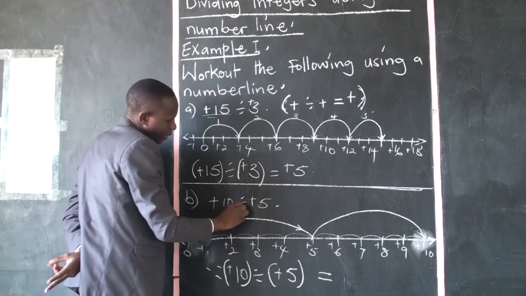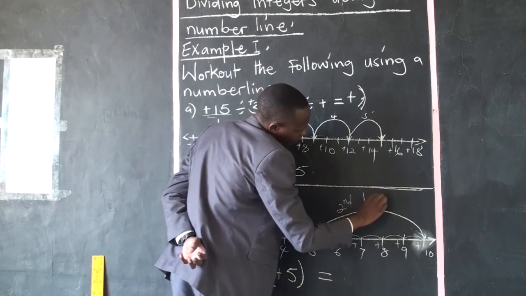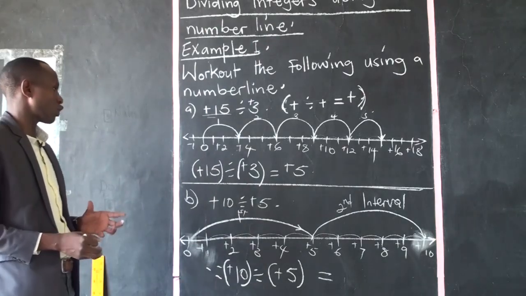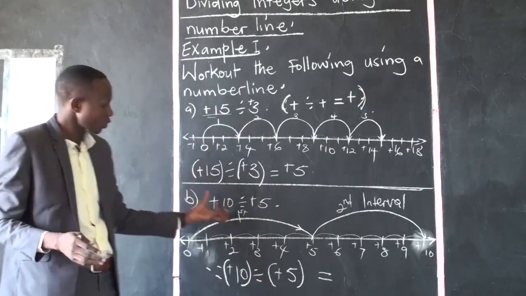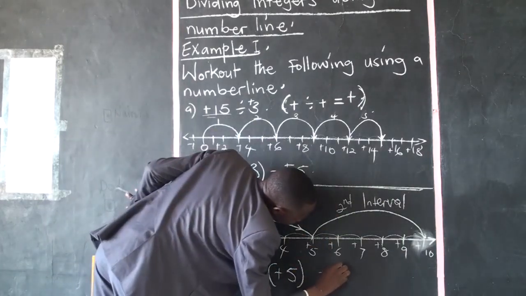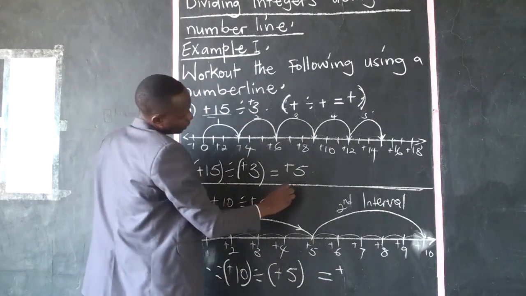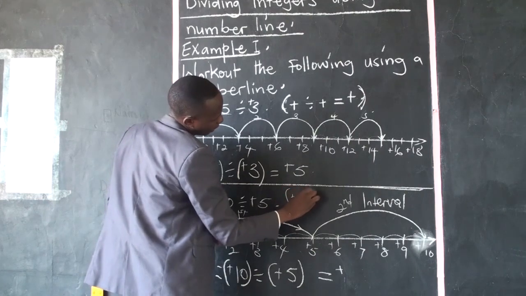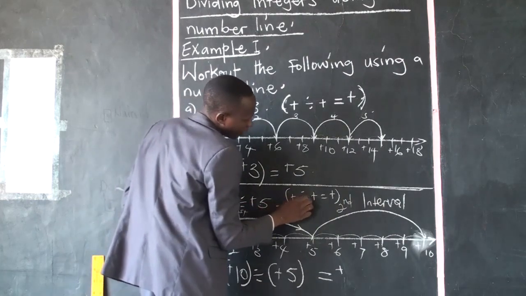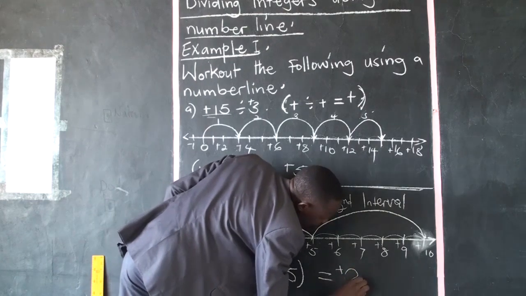This is the first interval. This is the second interval. The number of intervals determines the answer. So how many intervals do we have here? 1, 2. They are two intervals. And now, since we are dividing a positive with a positive, a positive divided by a positive will always give us a positive answer. So the answer will be positive 2.